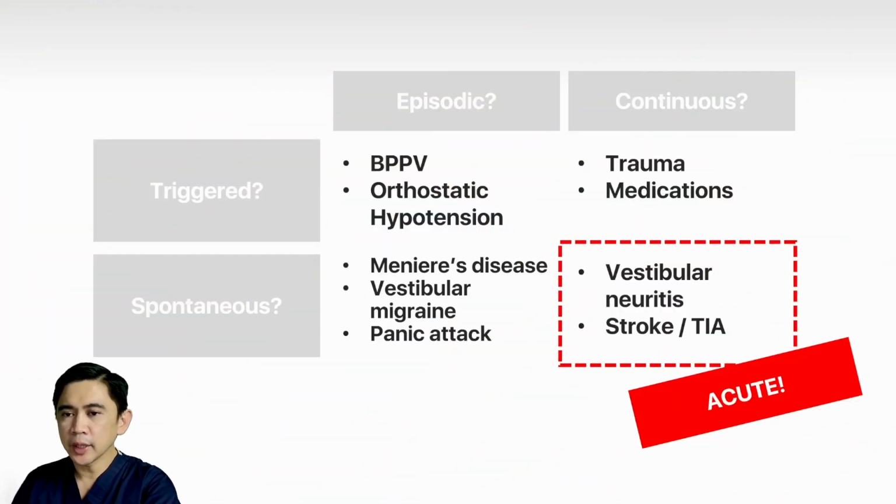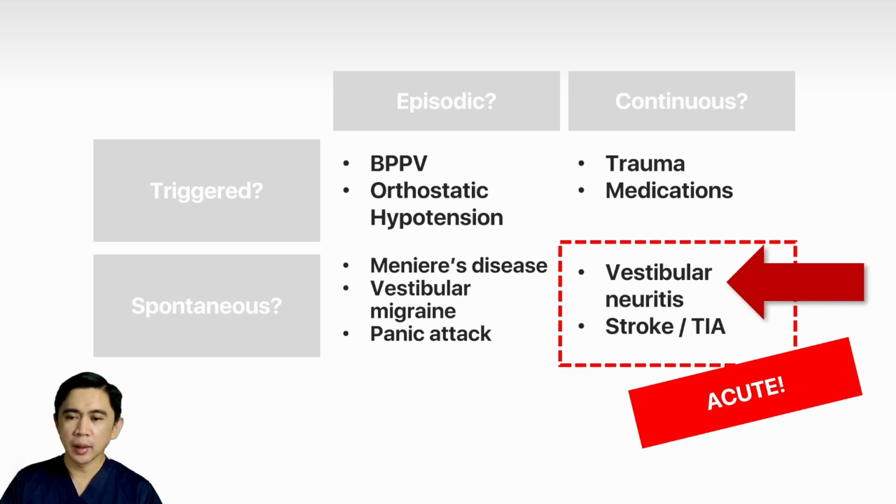So back in this table, whenever we have a continuous and spontaneous dizziness, we use HINTS, and if the HINTS show that it is a central lesion, it's probably a stroke. But if the HINTS tell us that it is a peripheral lesion, it must be vestibular neuritis. So vestibular neuritis here will have an abnormal VOR.